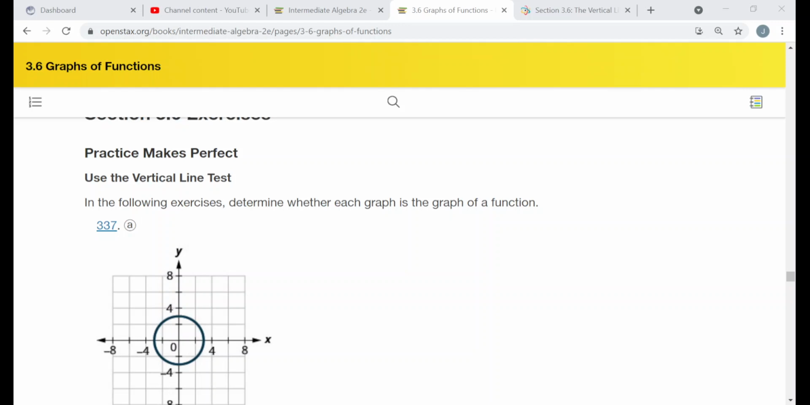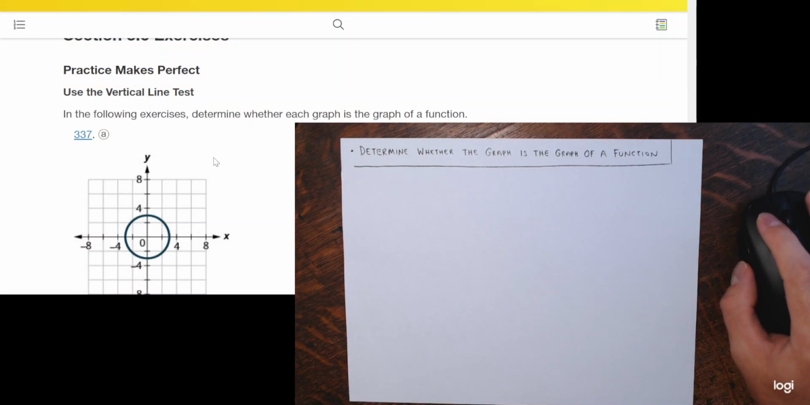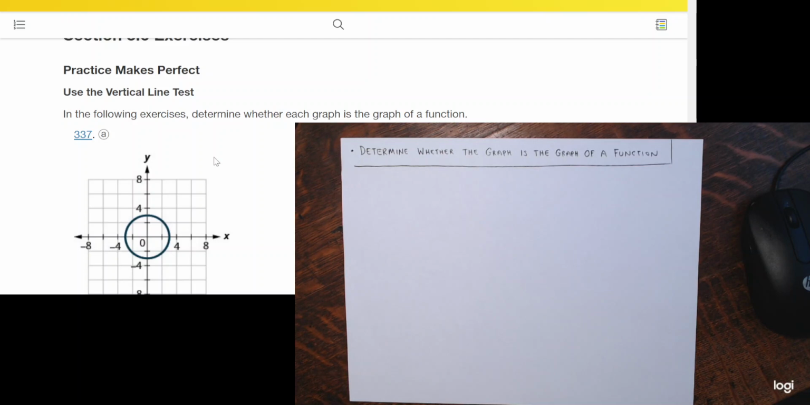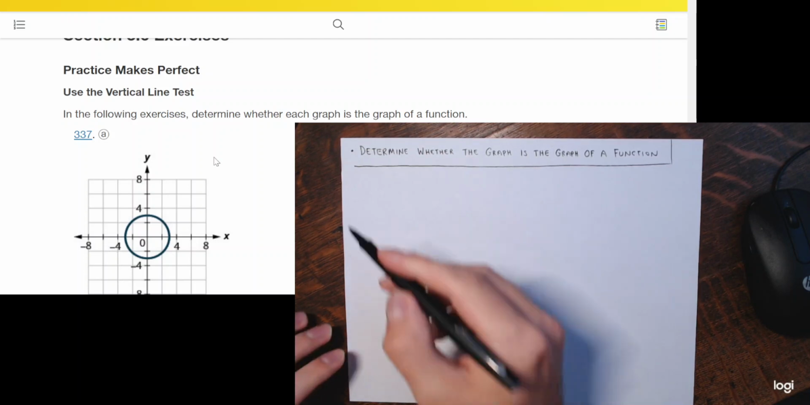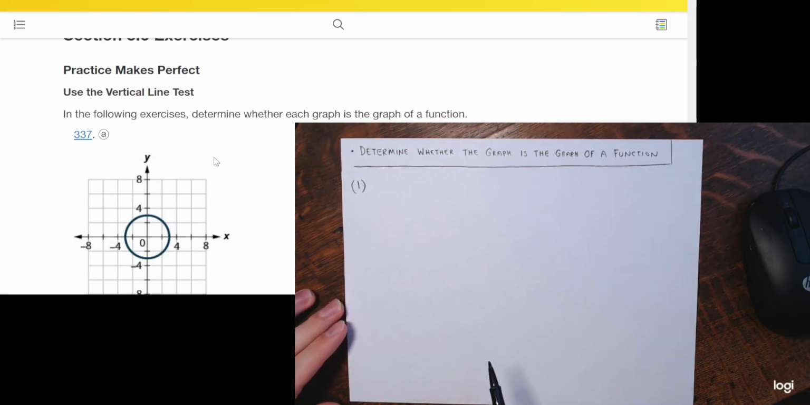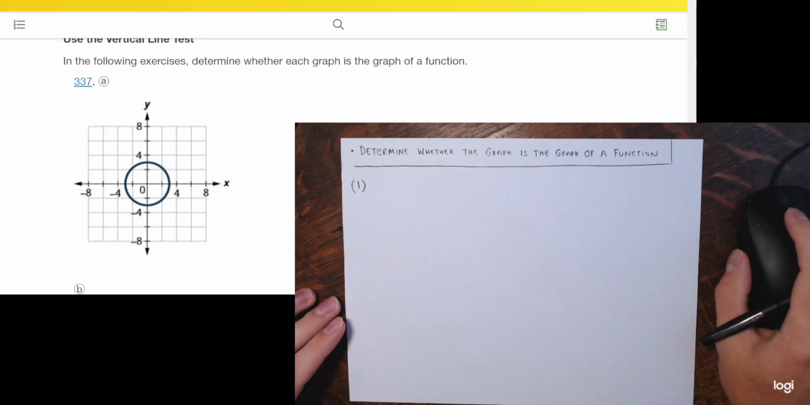The first of these exercises, again, number 337 from this section, part A. I'll pull up a page here where I have the website up, and you can also see hopefully a piece of paper in the lower right corner of the video screen. So example 1, 337 part A. We're asked, in the following exercises, to determine whether each graph is the graph of a function.